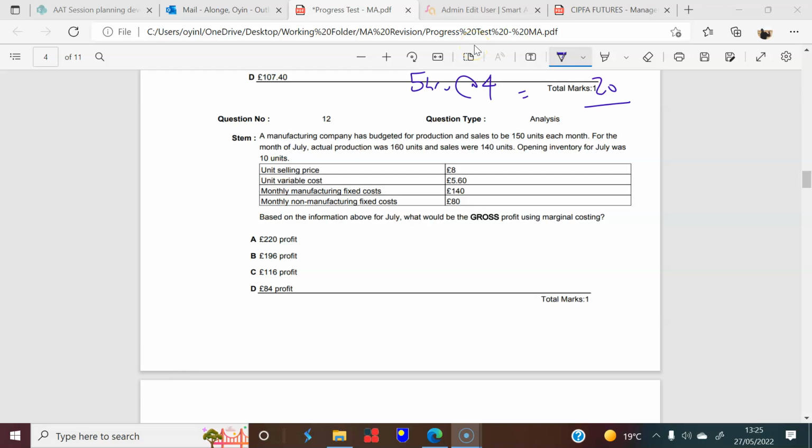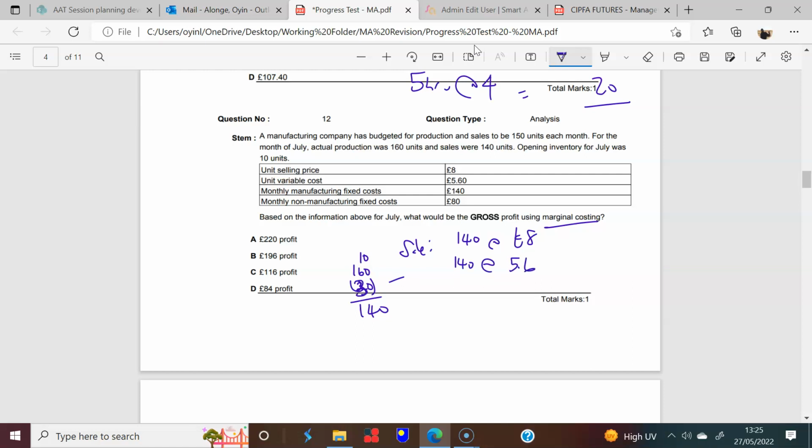Let's look at question 12. Here they want us to use marginal costing. With marginal costing, you're only interested in the variable cost when trying to assess contribution. You sell 140 units at £8. Your cost of sale must be your opening inventory plus your production minus your closing inventory, minus 30, because your cost of sale must also be 140, and all of them are at £5.60. So technically it's 140 at £5.60.